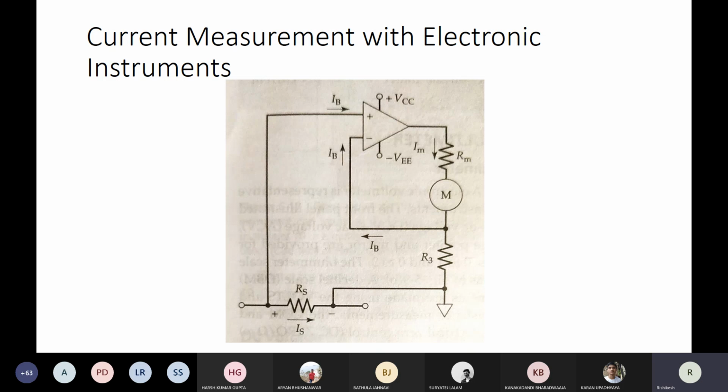So a similar approach can now be taken for current measurement. Now we are interested in measuring I, that is current. In most current measurement circuits, the current is basically converted into voltage first, and that voltage is measured using a voltmeter. This is one of the configurations, which is suitable for low current measurement.